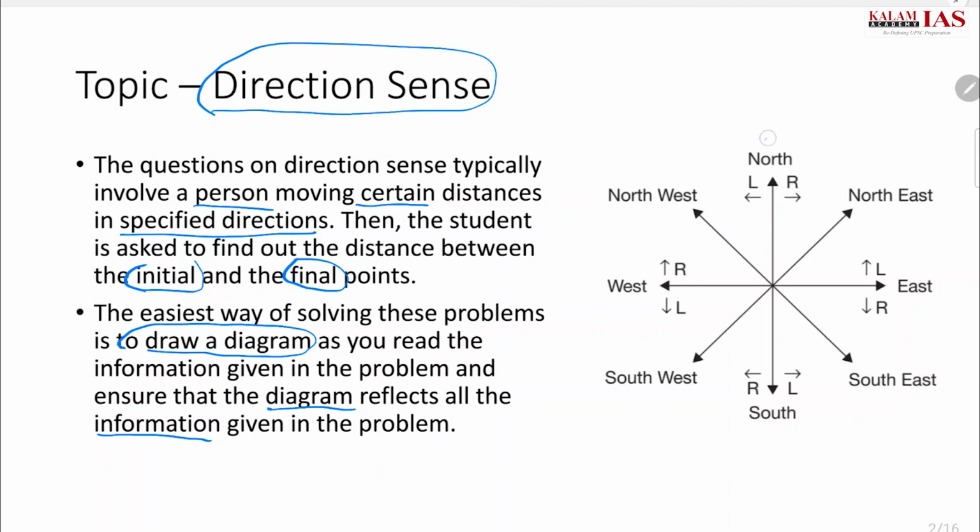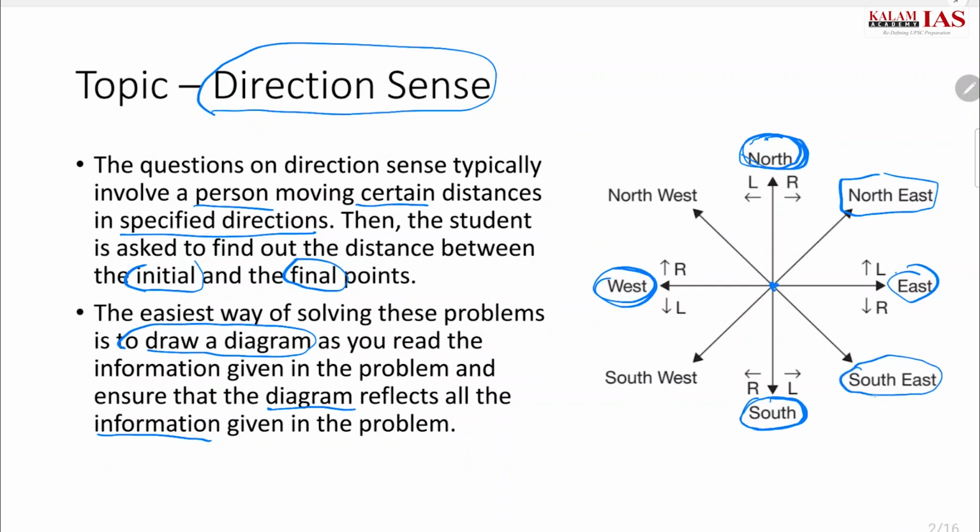So let's start from the north. If this is the center point, the north is at the top of the person standing, and this is north. Then south is below the person standing here at the center point. West is towards the left and east is towards the right. The direction between north and east is known as northeast. The direction between east and south is known as southeast.